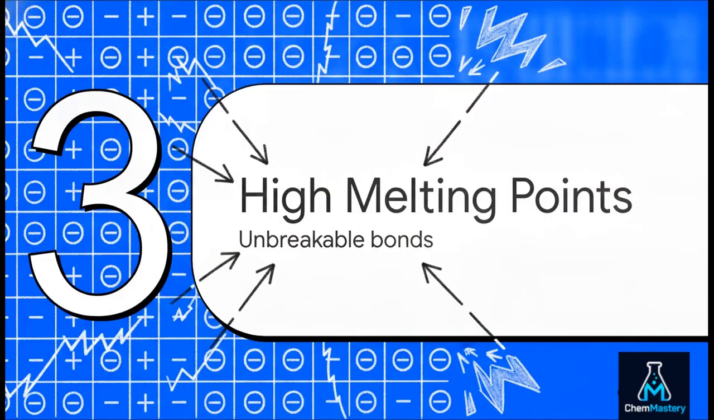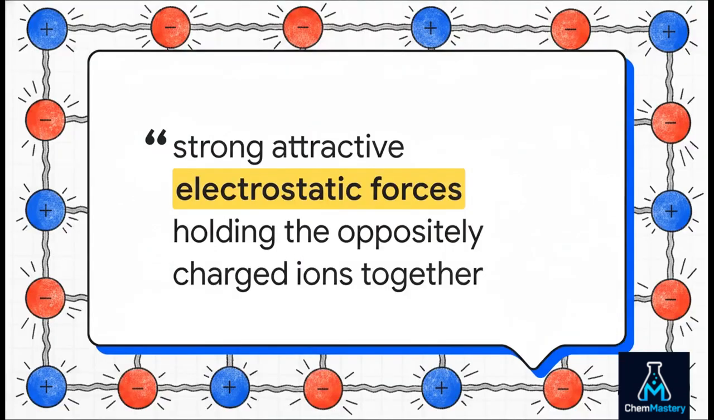Section 3, high melting and boiling points. It all comes down to those strong, attractive electrostatic forces holding the oppositely charged ions together. Because these ions are gripping each other in every single direction with this immense electrostatic force, the resulting lattice structure is incredibly durable. We're talking about a massive number of ionic bonds in the crystal lattice, and let me tell you, they do not want to let go of one another.